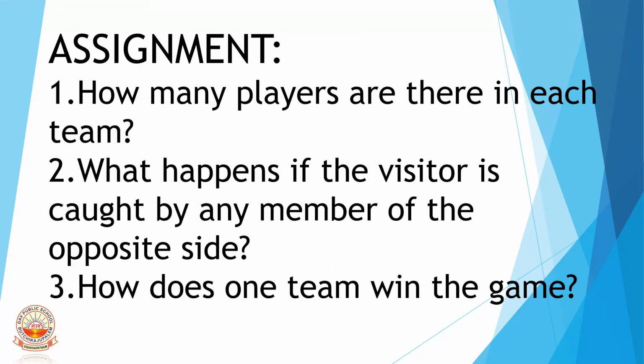I think all of you understood the lesson. There's a small assignment for you children. You just answer these questions. First one, how many players are there in each team? Second question, what happens if the visitor is caught by any member of the opposite side? Third question, how does one team win the game? Children, I am going to give you the answers later.